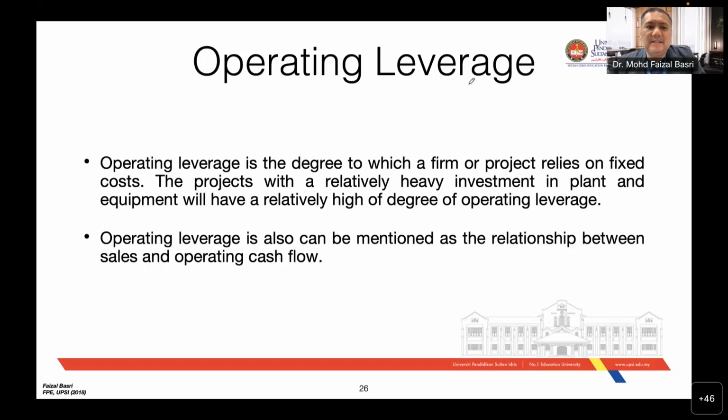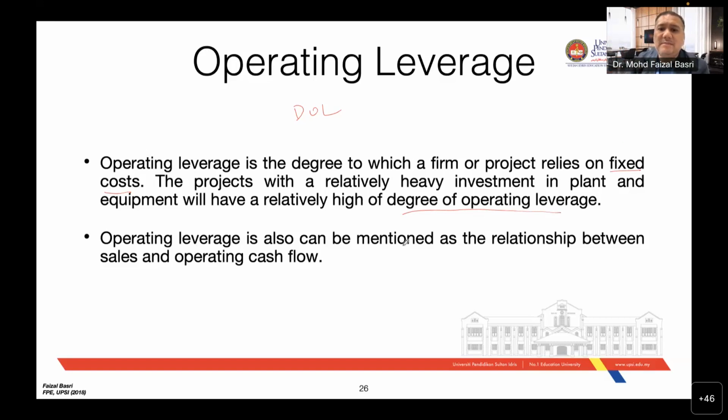Right, and I think this is the final calculation. The operating leverage, or sometimes they call it the degree of operating leverage, or DOL. So operating leverage is the degree to which a firm or a project relies on fixed costs. So we are looking at fixed costs here. So a project with a relatively heavy investment in plant and equipment will have a relatively high DOL. So it means here, if you have higher fixed costs, you are tied up with the same amount of investment, you are tying up your cash flows too with a high fixed cost.